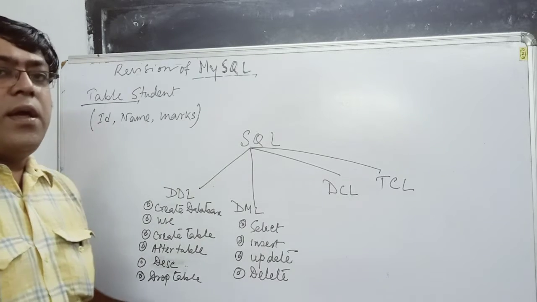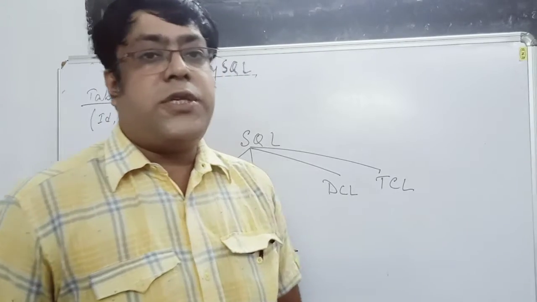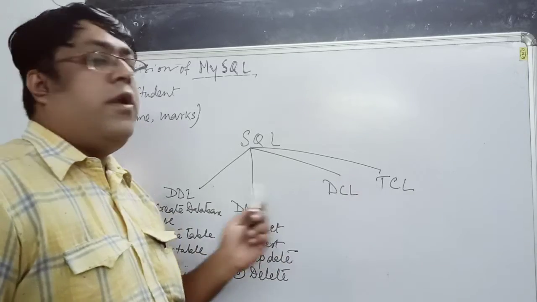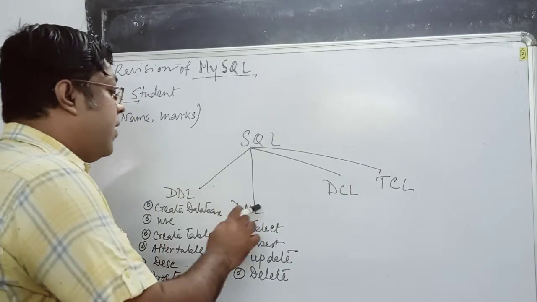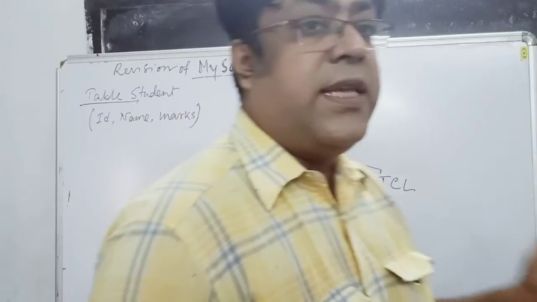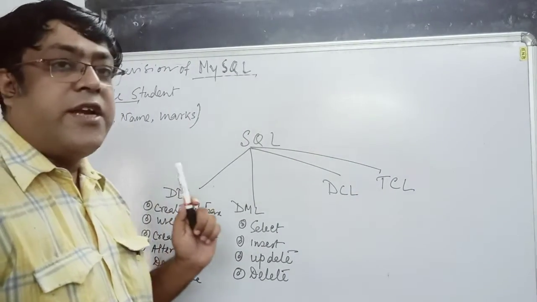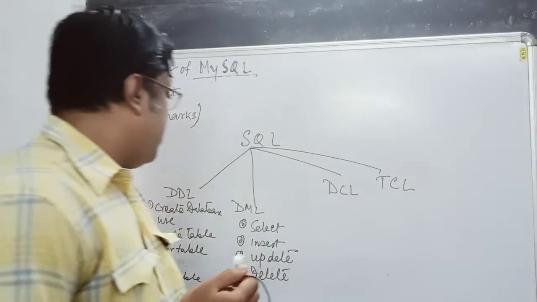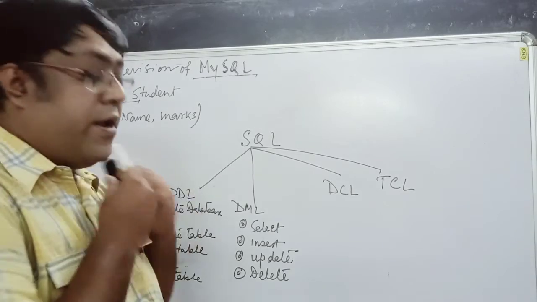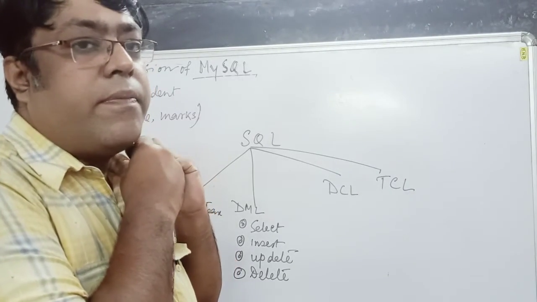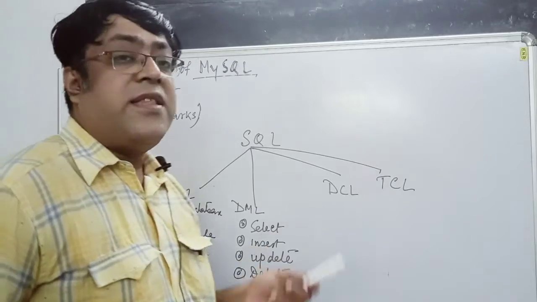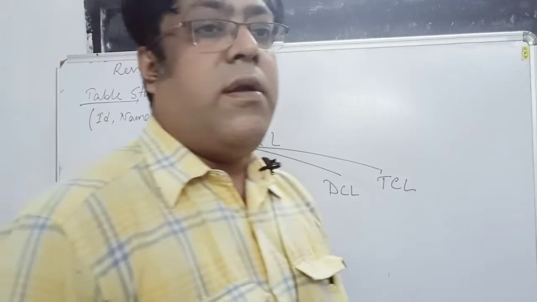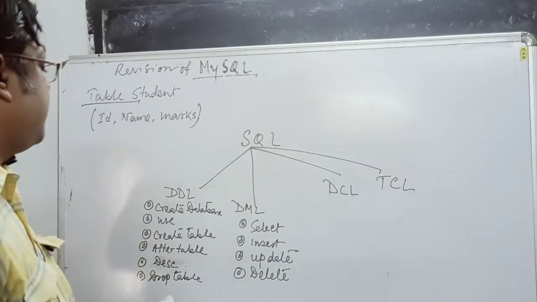Now we are discussing SQL, Structured Query Language. It has four different segments: DDL, DML, DCL, and TCL. DDL stands for Data Definition Language. DML stands for Data Manipulation Language. DCL stands for Data Control Language, and TCL stands for Transaction Control Language.